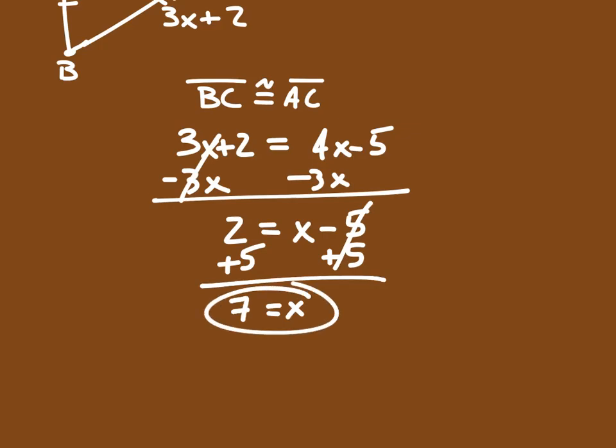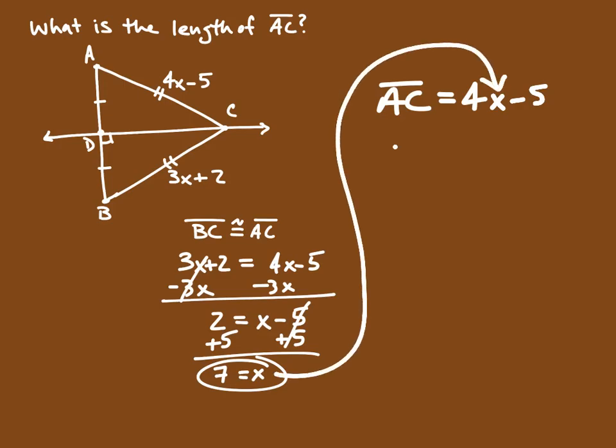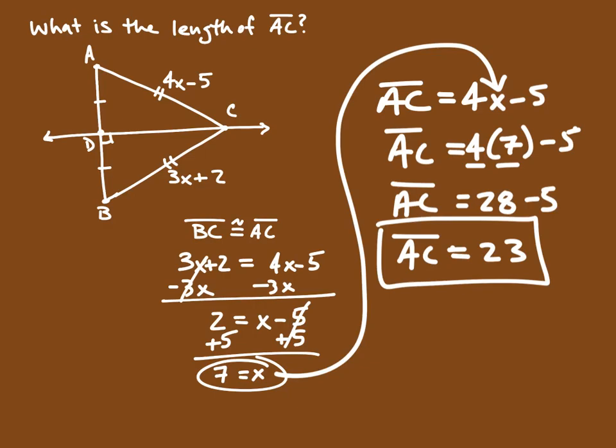Now that we figured out what x is, we can figure out the length of AC. Remember, that segment length is 4x - 5. If I take 7 and plug it in for x in that equation, I get that AC is equal to 4 times 7 minus 5. From here we have to do our math. 4 times 7 is 28, minus 5, so AC has a length of 23 units. That's how we figure out a problem like that.